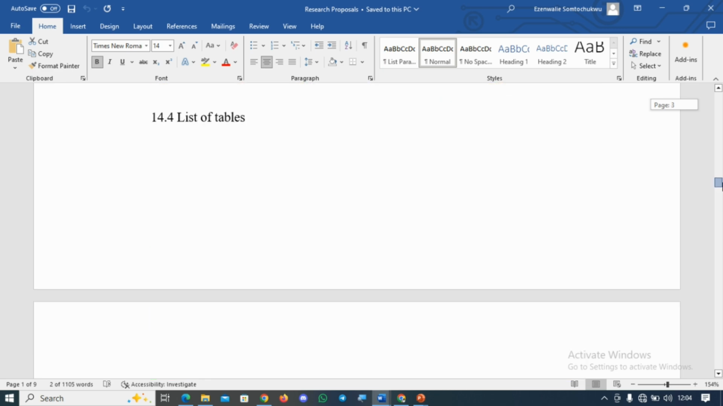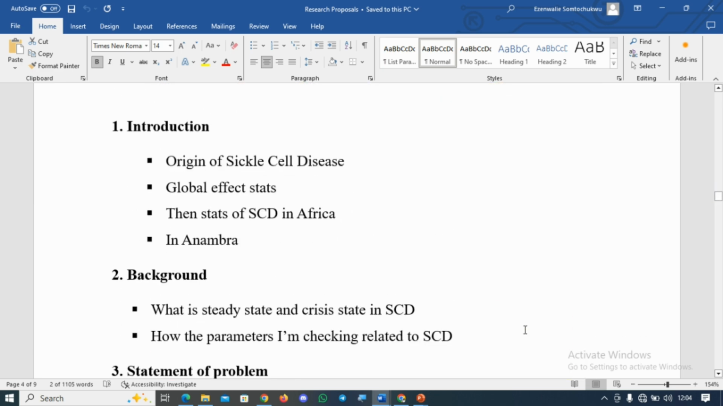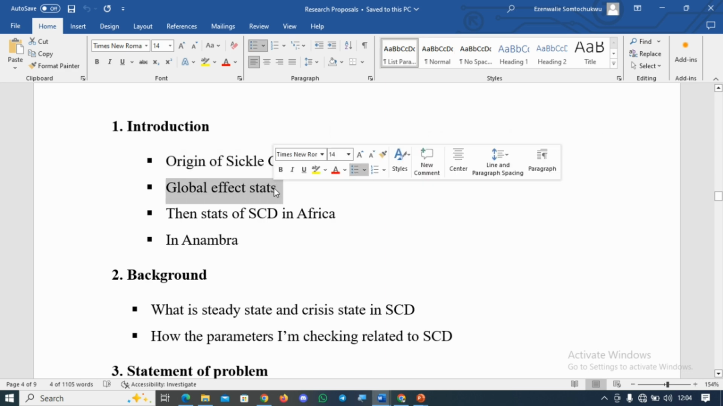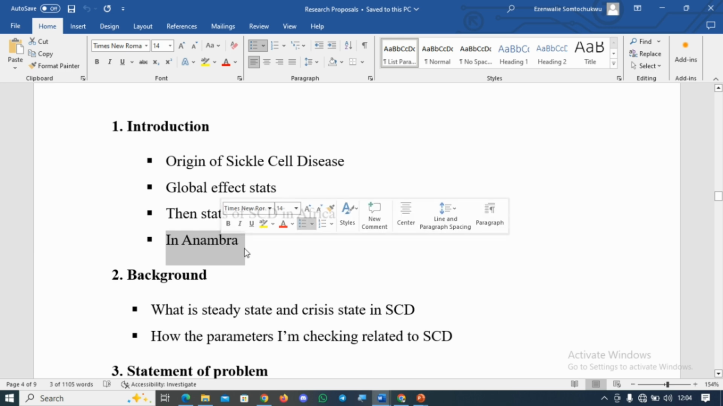Now, what we are primarily trying to do in the introduction is to define the key terms in those topics. So first of all, we'll start with an origin of sickle cell disease. Then we'll go through the global effects, the statistics, how sickle cell has ravaged the world at large. Then you're narrowing it down to Africa, because I'm using Africa as an example. Then narrowing it down to your state, your city, wherever you are.